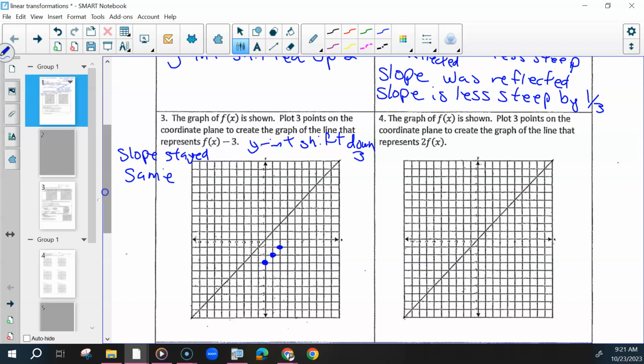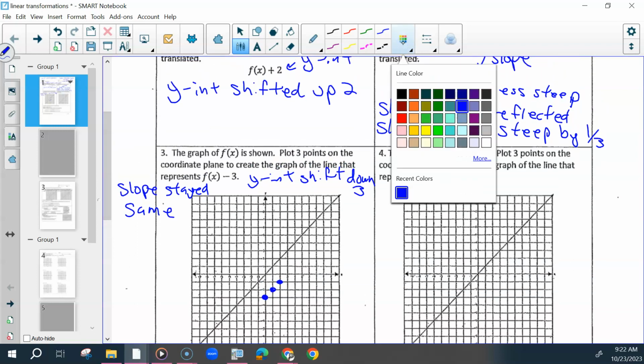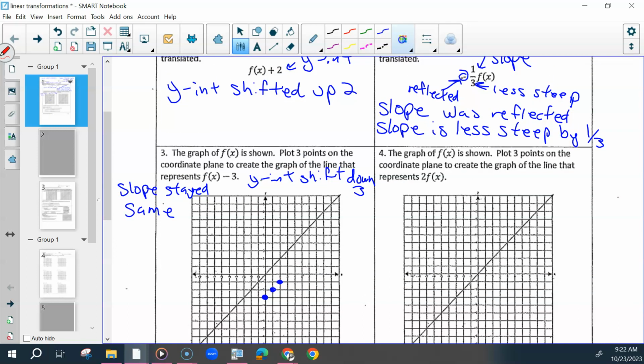So you just need 3 points. That's it. We're not connecting them. It didn't say to do that. Now, if it does say connect the line, then you would do that. But that's not what this one says. Okay, I'm going to add in these 2 things before I forget. So this one, the y-intercept changed, the slope did not. And for number 2, the slope changed, the y-intercept did not.